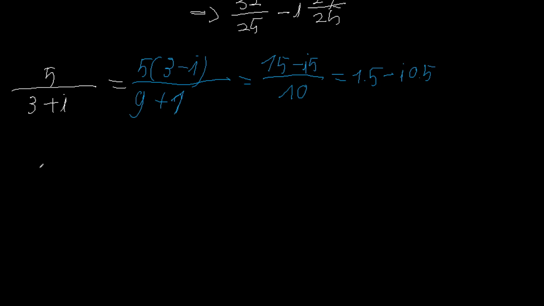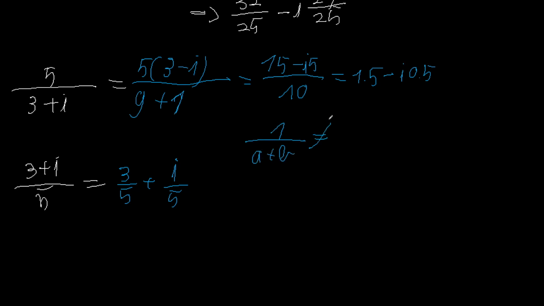Now if we look at the next question, it's 3 plus i divided by 5. Now this is a whole lot easier. You can just split it. It's 3 divided by 5 plus i divided by 5. You can see the difference. It's a bit more easy. Now remember, if you have 1 divided by a plus b, this does not equal 1 divided by a plus 1 divided by b. This is not the case. It's the case for some values, but it's not always the case, so don't use this. It's a common mistake. Please don't forget this.